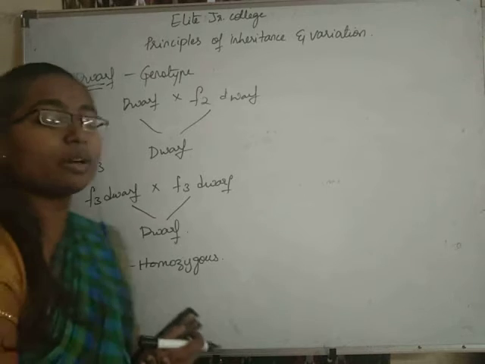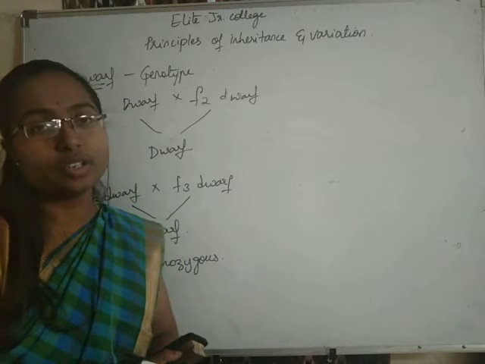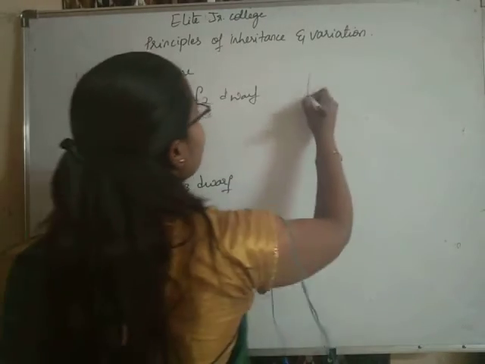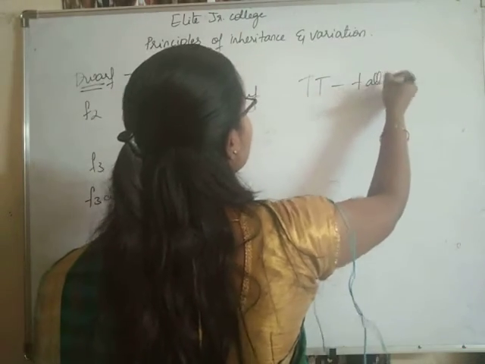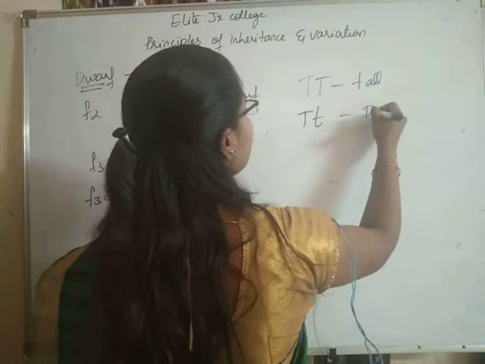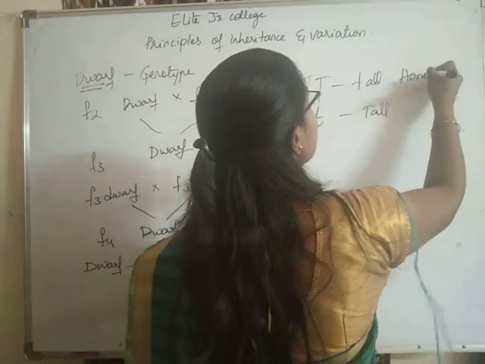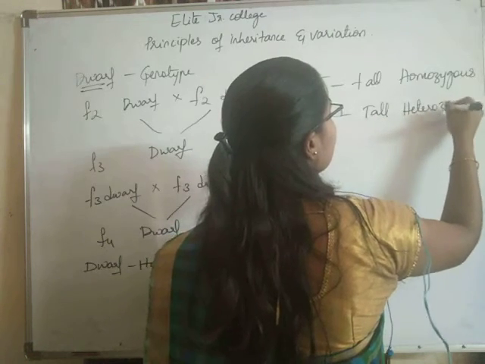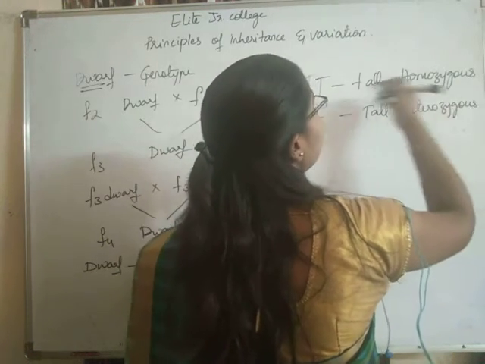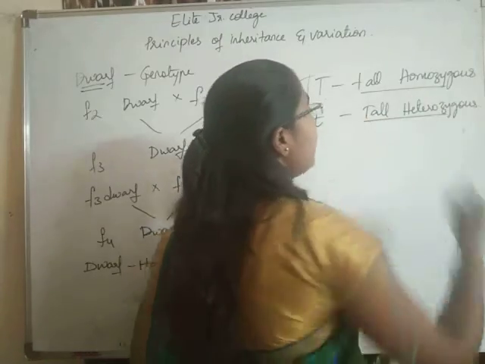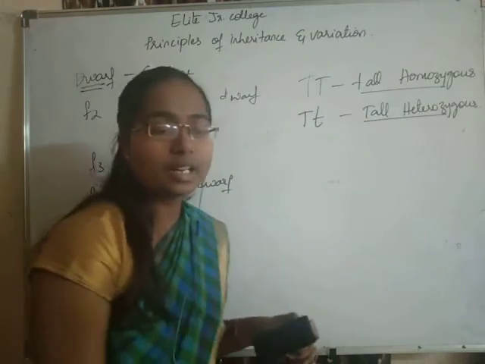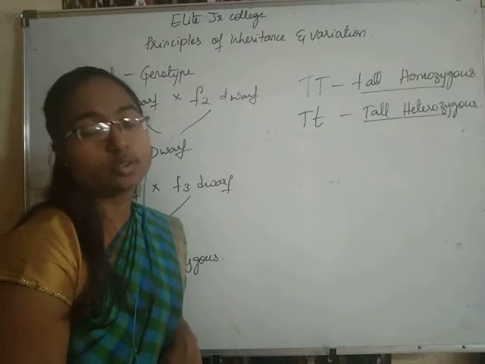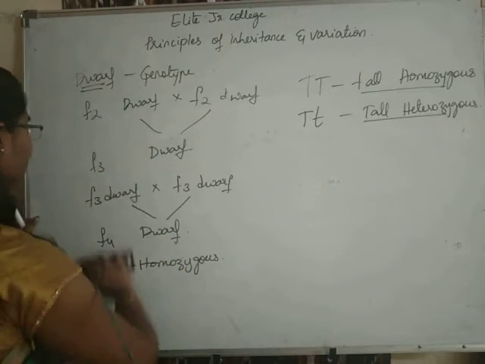But now students, the question arises with the tall plants. How do we identify the genotype of the tall plants? Capital T capital T is a tall plant, and capital T small t is also a tall plant. This is a homozygous tall plant and this is a heterozygous tall plant. So how can we say if our tall plant is homozygous or heterozygous? For that we perform a test cross. Mendel performed a test cross.